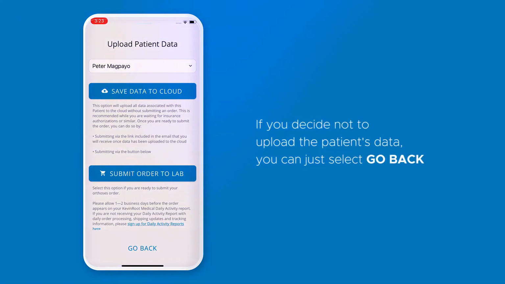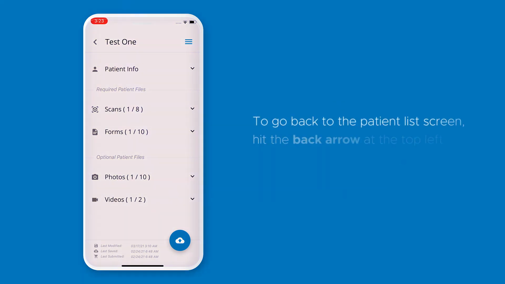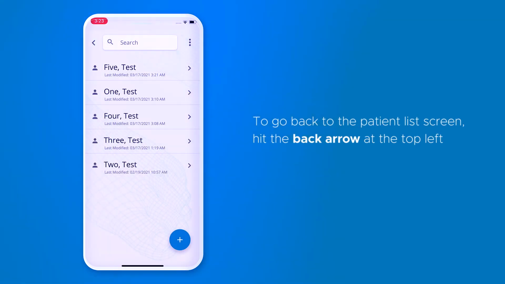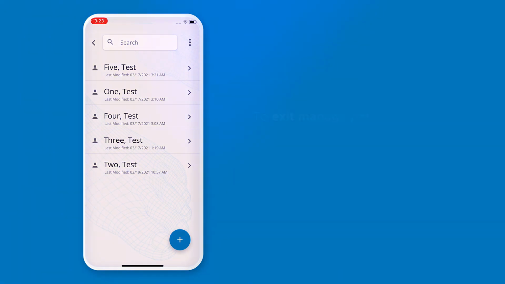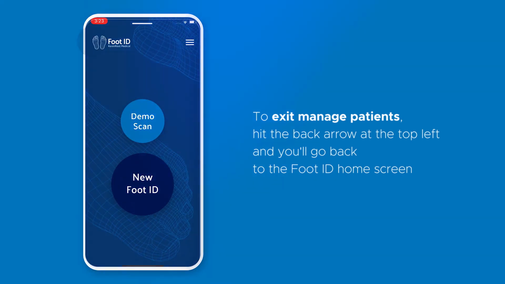And if you decide not to upload the patient's data, you can just select go back and it'll take you back to the patient information screen. To go back to the patient list screen, hit the back arrow at the top left, and to exit Manage Patients, hit the back arrow at the top left once again, and you'll go back to the Foot ID home screen.